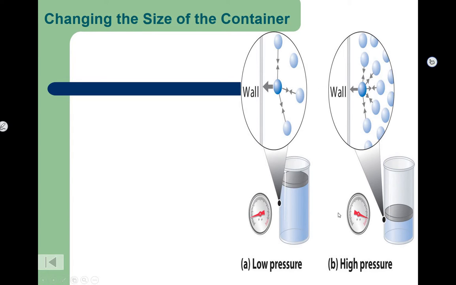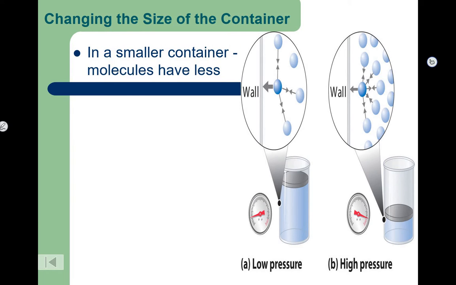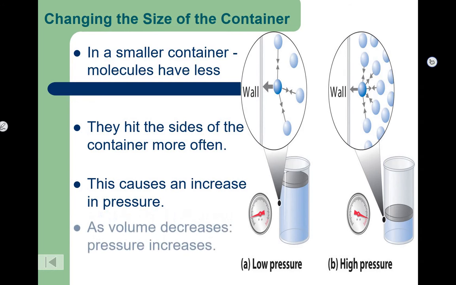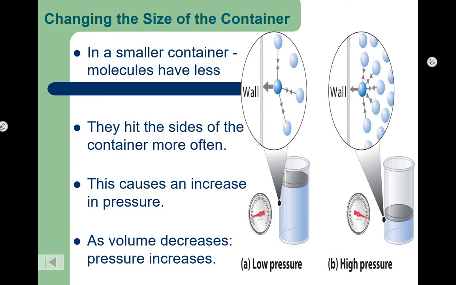So when I change the size of a container, I'm squishing things together. It's like if they took and moved this wall in and gave us only half of this room, it would put us all closer together. And the chances of us knocking into each other as we got up and moved around would be higher. And that's what happens with pressure. So in a small container, molecules have less room to move. They hit the sides of the container more often. This increases the pressure, and as the volume decreases, pressure increases. Pressure and volume are tied together. If I decrease the volume, it increases the pressure. If I decrease the pressure, it increases the volume. Okay, so they're tied together.